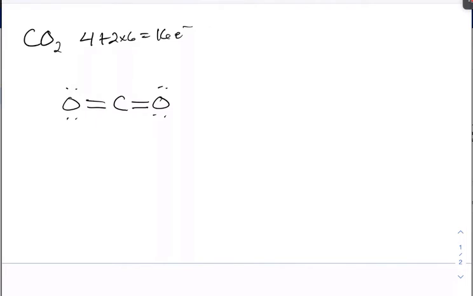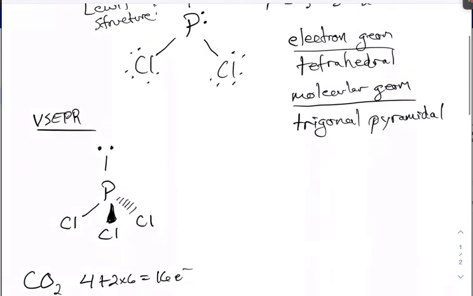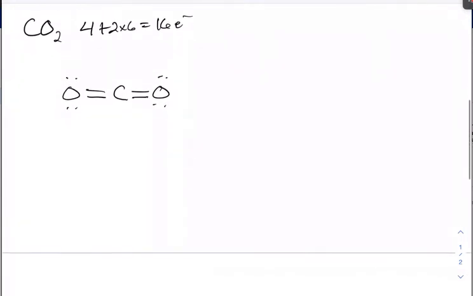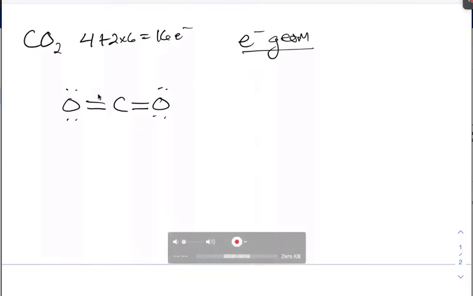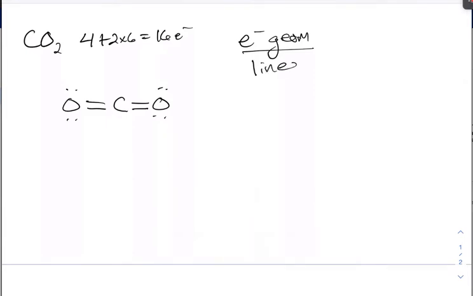Now, for the other things that we're often asked, like in our previous example up here, we also looked at geometry and the Vesper sketch. So for electron geometry, electron geometry is mainly based on how many things are around that central atom. If we're looking at that carbon, it's not about the bonds, it's about how many things are attached, and there's only 2 things attached to the carbon. So anytime there's only 2 things attached, the electron geometry is linear. And the nice thing about a linear electron geometry is that our molecular geometry will also be linear.